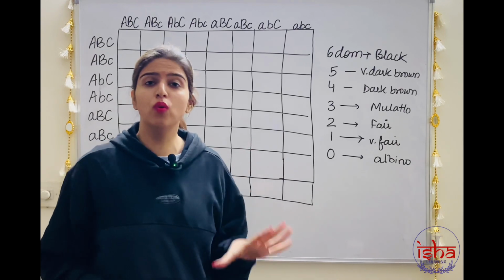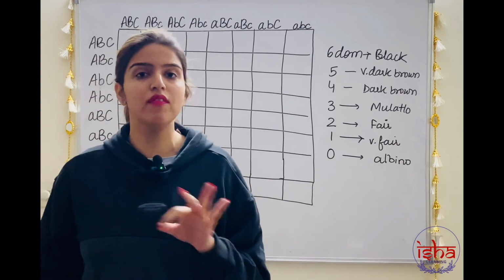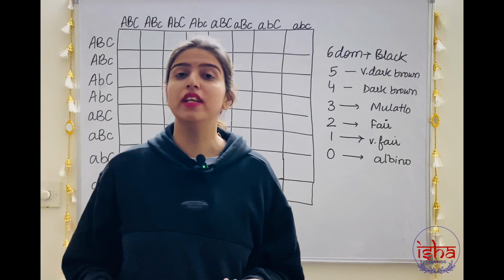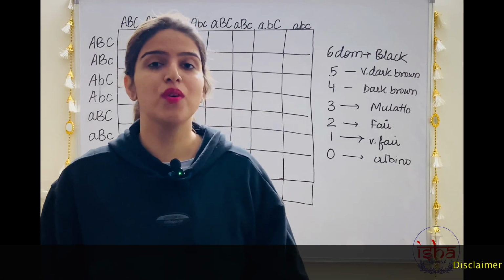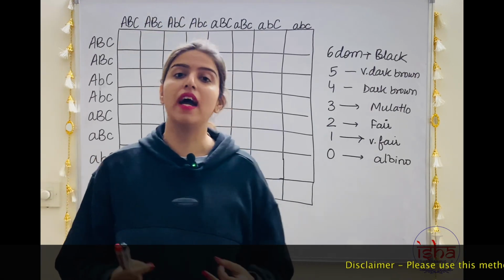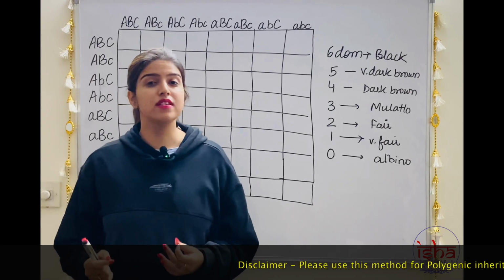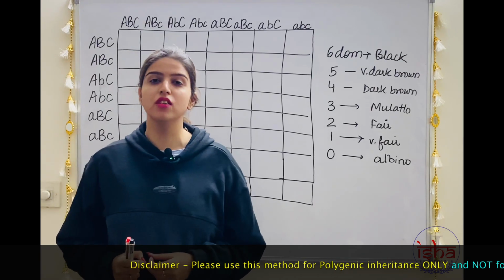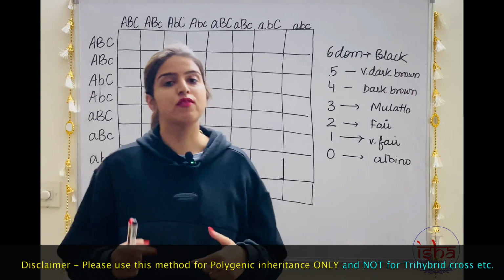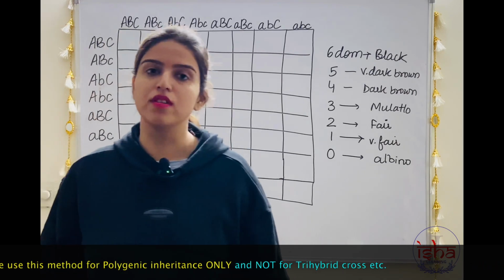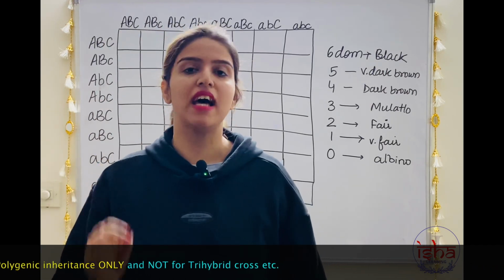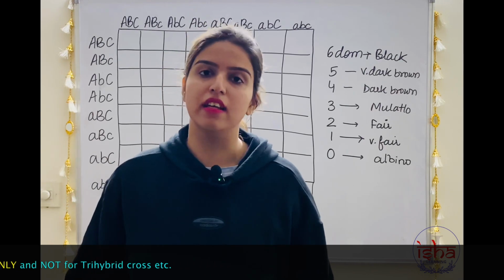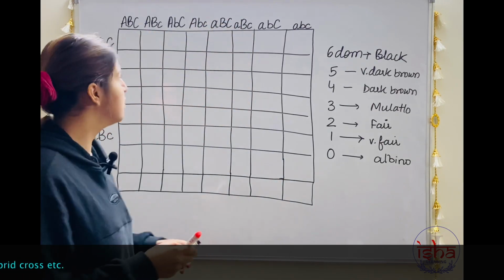But this is only valid, mind you, it is only valid in the case of polygenic inheritance. Please do not use this shortcut in the case of tri-hybrid crosses, because the ratio we are going to get here is going to be completely different from that of the tri-hybrid cross. So, disclaimer, this hack is only for polygenic inheritance. So let's begin and see how this works.